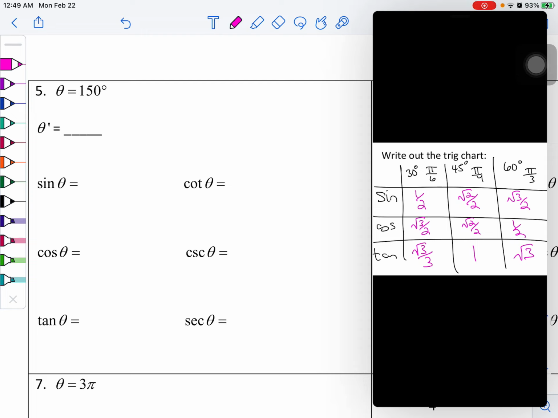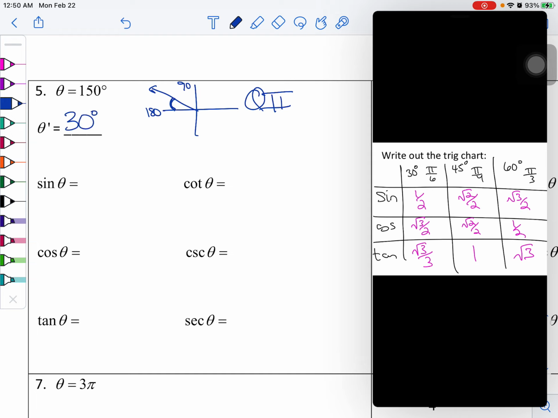All right, we've got a couple more problems to get through with solving for the exact trig ratios. Problem number 5, we've got theta is equal to 150 degrees. So if we start with that, I already know I'm between 0 and 360, so I don't have to worry about a coterminal angle. What I do need to figure out is my reference. So I know this is 180, I know this is 90, so 150 is going to be somewhere between it. So I know I'm in quadrant 2.